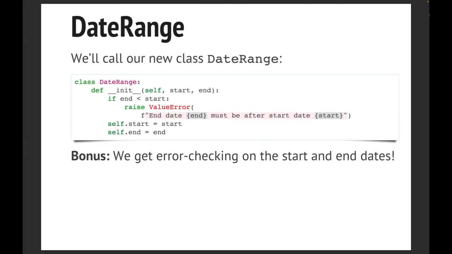So let's do this. We're going to call our class DateRange. Now, this constructor takes start and end. Those are the common arguments and what we want to store on self. But we check to make sure that the start date is not after the end date. If that is not true, then we raise an exception. This is already a big win. Our functions did not have this sanity check, but all of our methods will.